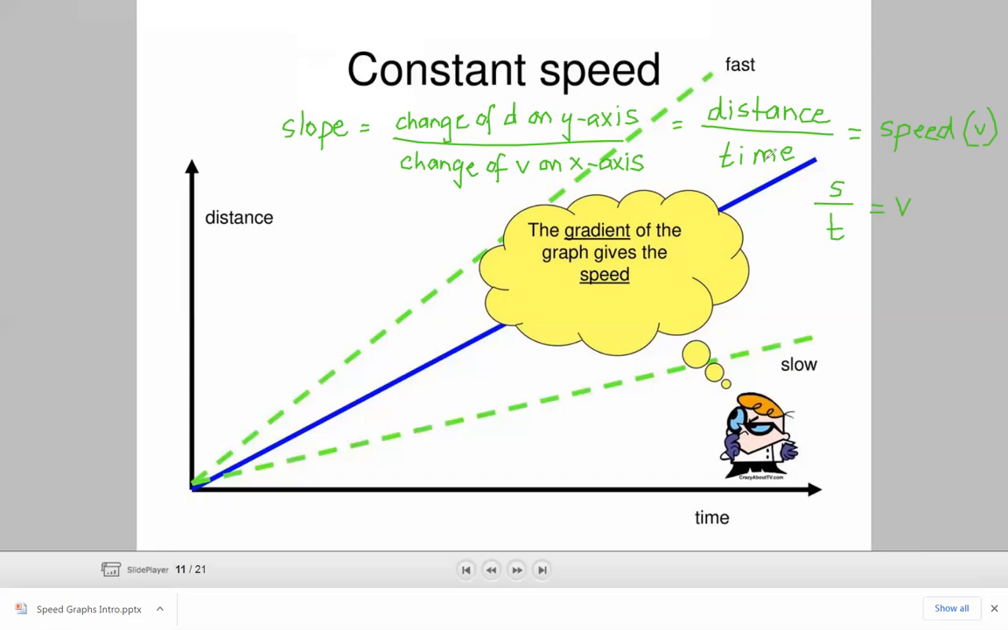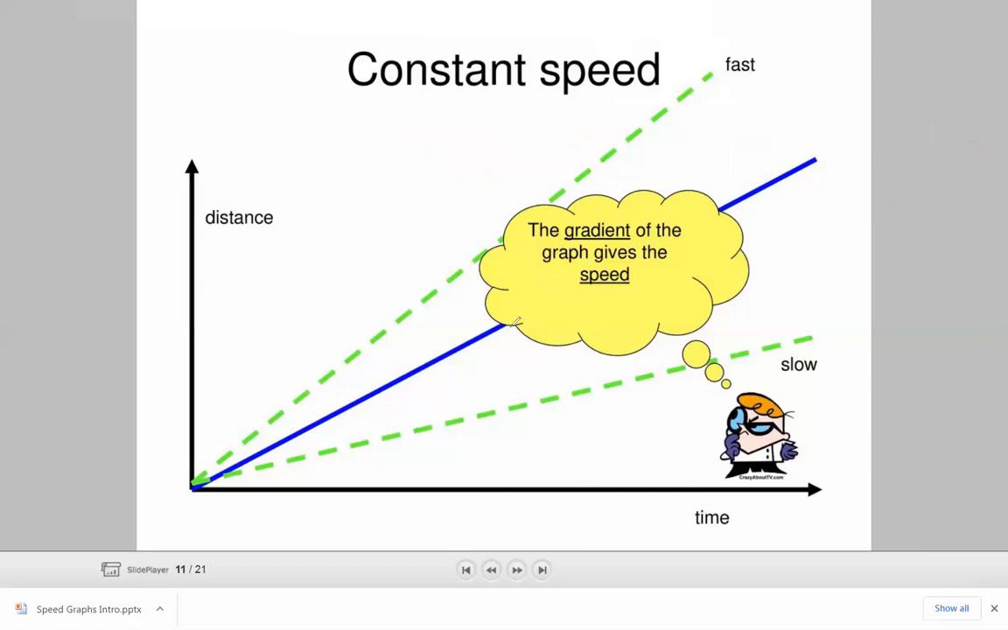Now, how do we calculate the gradient on a graph? What is the actual formula by using the graph to calculate the speed using a distance time graph? We've proven here that the slope is actually the speed. Okay, but how to do that? So what we need to do is that we need to consider any 2 points on the slope.